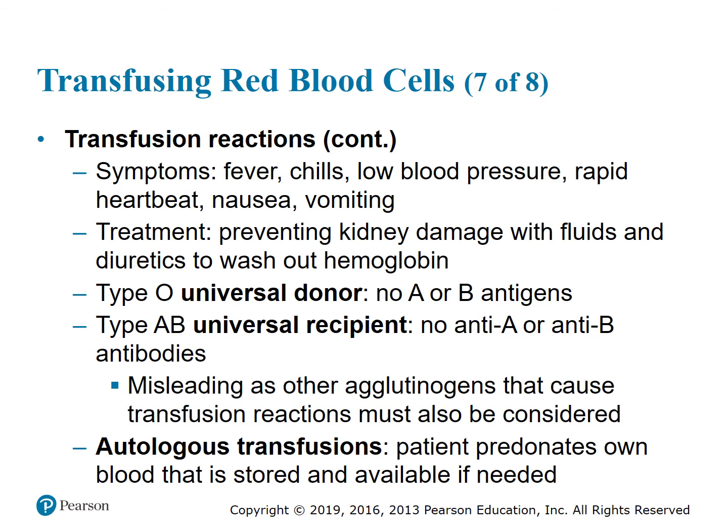So we said type O is the universal donor. It does not have any A or B antigens, whereas type AB is the universal recipient. It doesn't have any anti-A or anti-B antibodies. It's misleading, as other agglutinogens that cause transfusion reactions must also be considered. So this is only really a problem with people who always require transfusions. Autologous transfusions: the patient pre-donates their own blood that is stored and available if needed to avoid transfusion reactions.